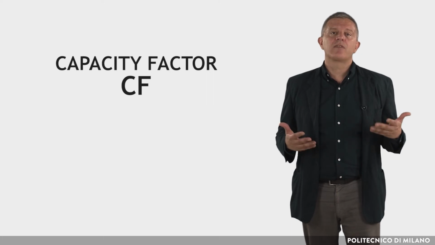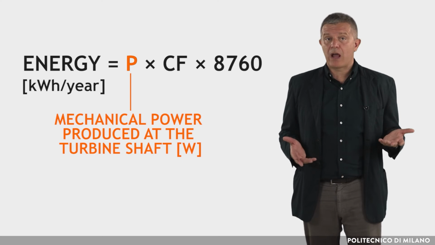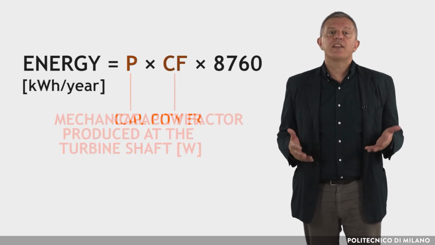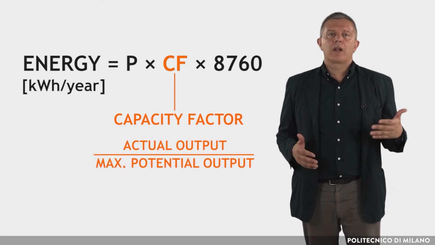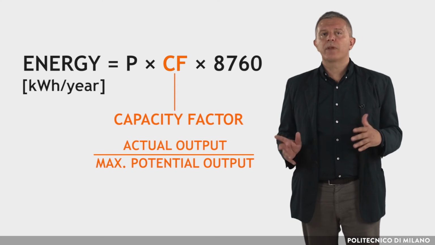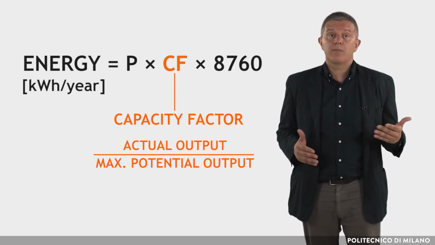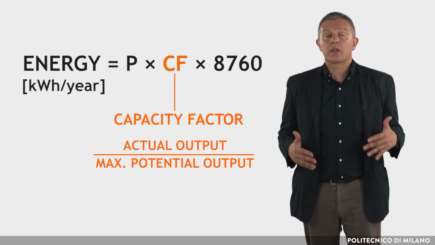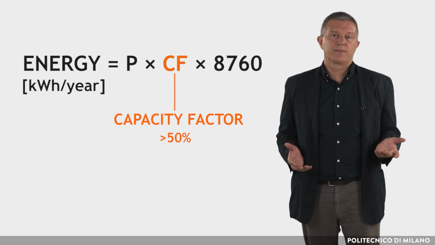The annual energy output of a hydropower plant can be estimated using the capacity factor CF, as shown in the next formula, where P is the power output as defined before, and CF is the capacity factor, which is the ratio of the actual output over a period of time to the maximum potential output in the same period and depends on the boundary conditions such as water availability, maintenance needs, equipment failures, and so on. Typically, it is higher than 50%.